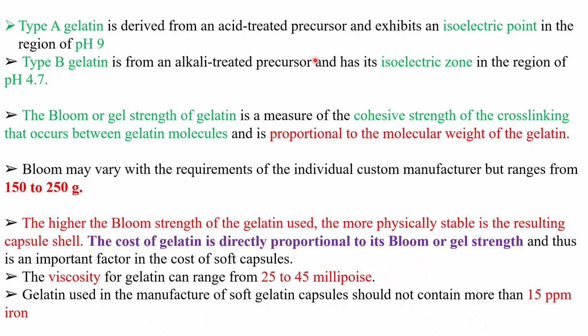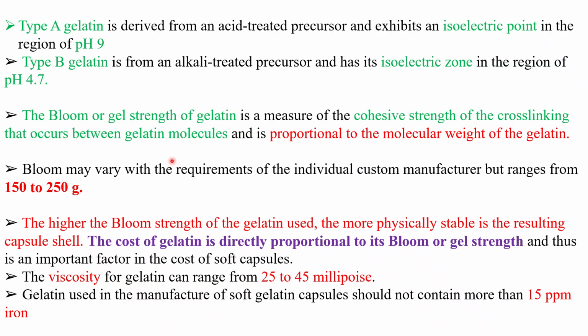It's very important. Now we are going to discuss Bloom strength or gel strength. Bloom strength or gel strength is a measure or indication of the cohesive strength of cross-linking that occurs between the gelatin molecules. Cohesive force is the attractive force between the same molecules, and that is the Bloom strength. It's always proportional to the molecular weight of the gelatin chain. If the molecular weight of the gelatin chain is more, it will have more Bloom strength.